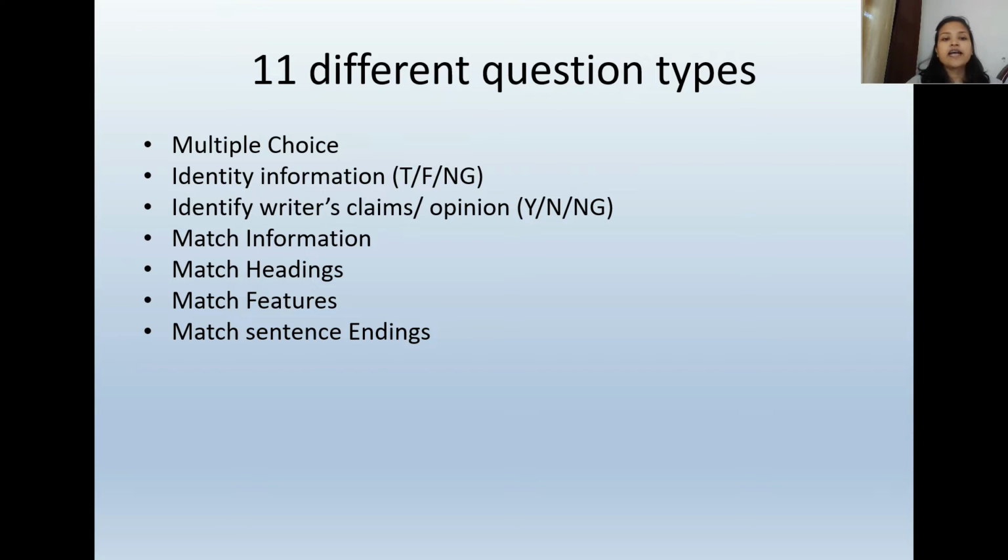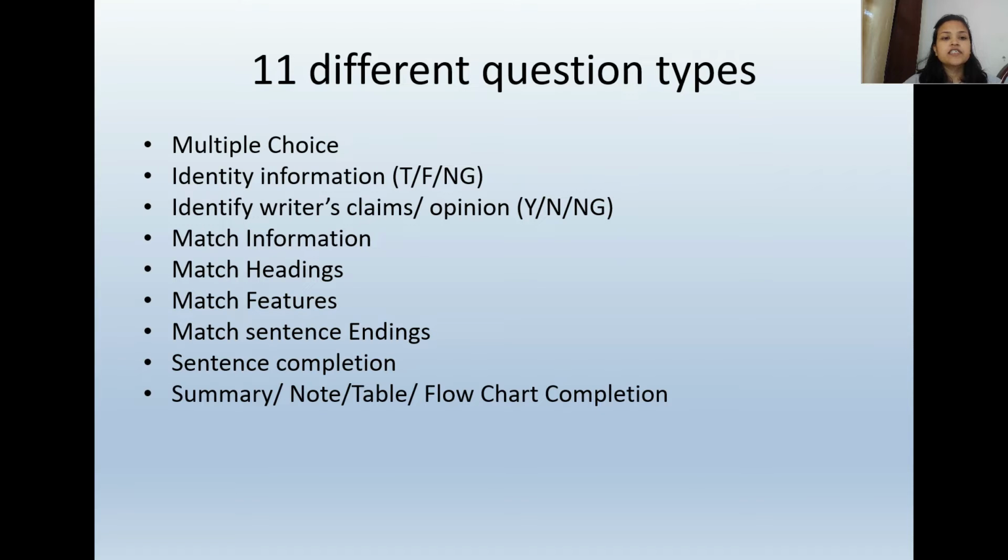Okay, next is match sentence ending. This is pretty simple. You are given the first portion of the sentence and you have to match it with the end from the text itself. Next one is sentence completion. Sentence completion is the same as fill-ups. Okay, next one is summary, note, table, flowchart completion.